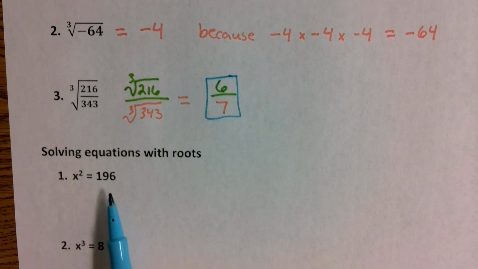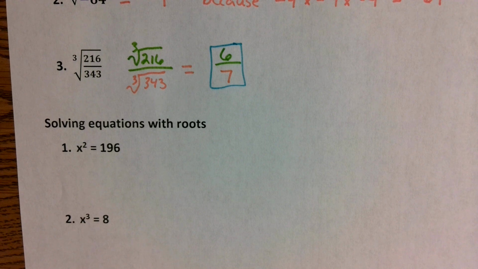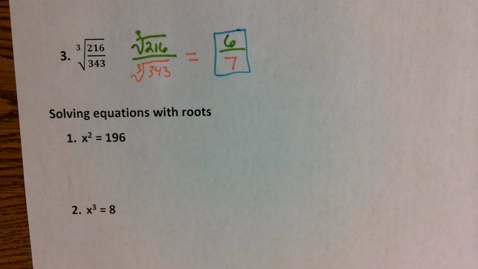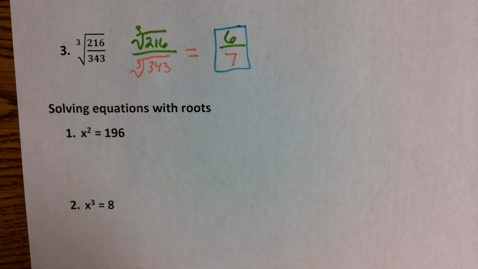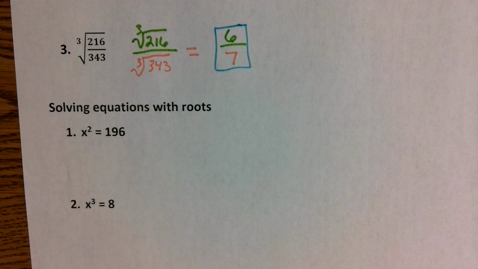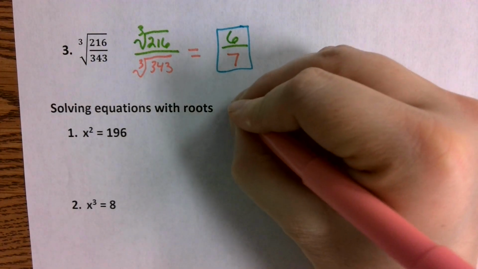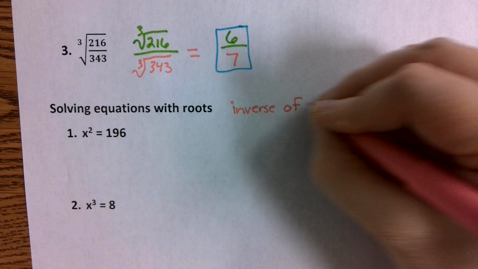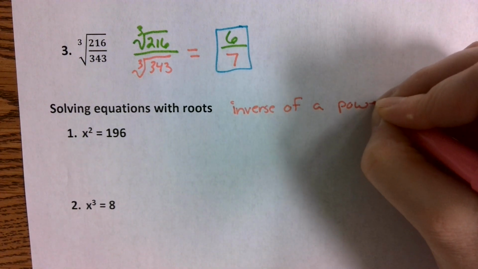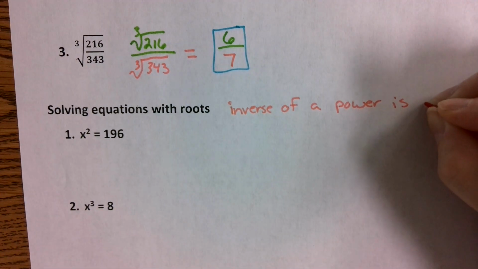Now, when we're working it out in equation form, to solve equations that have exponents, all you're doing is just taking the root. Okay, you're just taking the radical. So to solve x squared equals 196, you're just going to take the inverse power, which is a root. So let me write that off to the side. The inverse of a power is a root.